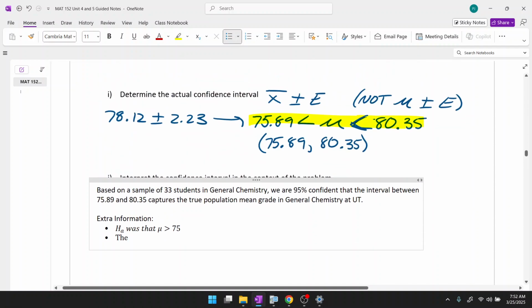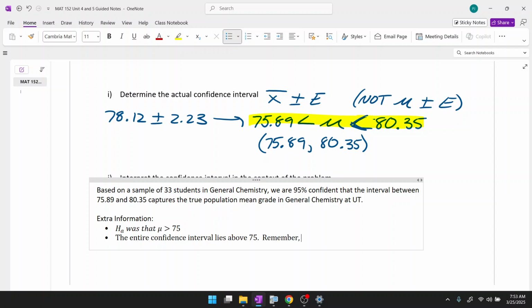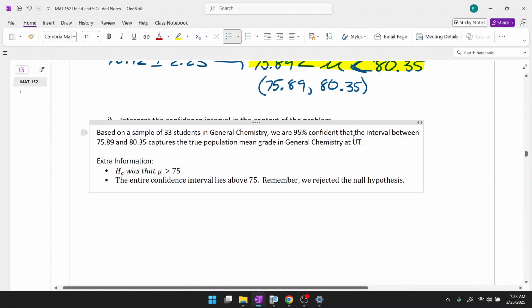So the entire confidence interval lies above 75. Remember, we rejected the null hypothesis. Now, that is what I like to call, again, extra information. But you're going to see that in just a few minutes when we do the calculator examples.